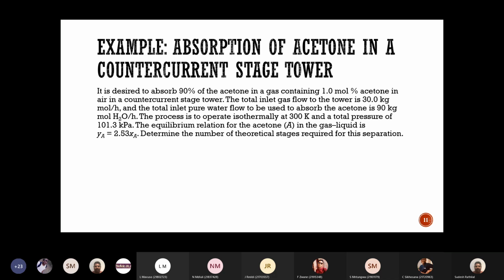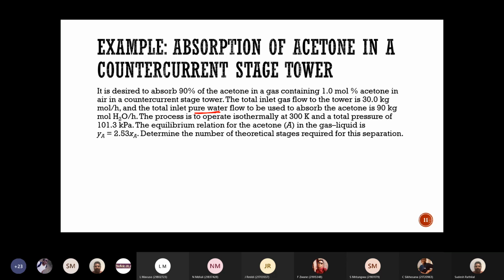The total inlet pure water flow. Pure water flow is telling us that the water coming in doesn't have any solute, doesn't have any acetone. So the pure water that's coming in is used to absorb the acetone, and that is flowing at 90 kilomoles per hour.